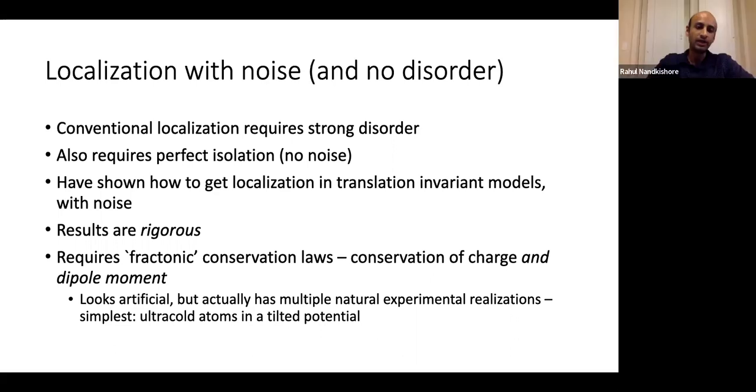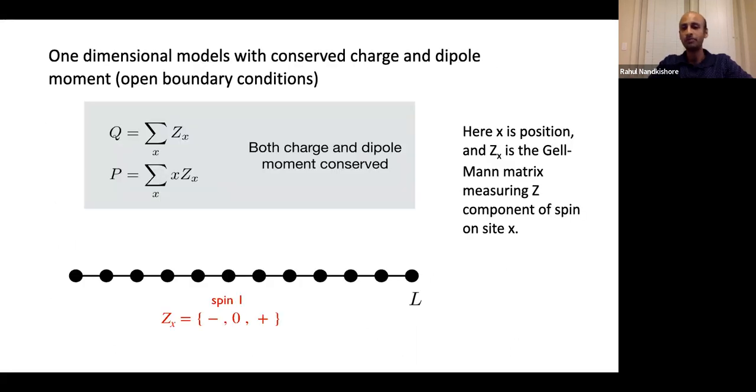Yeah, so now these U1 models, they look very artificial, but as we'll see, they actually have multiple natural experimental realizations, the simplest being ultra-cold atoms in a tilted potential. So the basic setting is we want charge and dipole conservation, and as a general rule of physics, everything should be made as simple as possible. So let's go all the way down to one dimension, and we'll consider a one-dimensional problem with charge and dipole conservation.